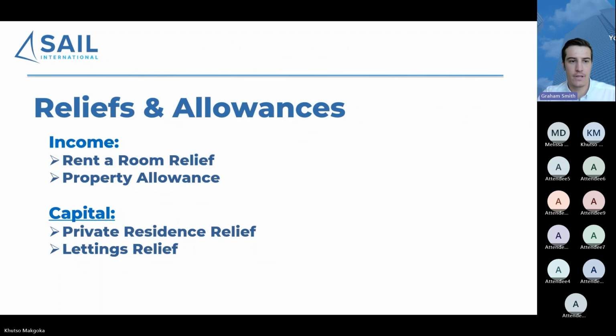And then lettings relief applies on the same principle. It's the amount that you get on top of your primary residence relief, but it's the lower of the gain attributable to the letting, the primary residence relief, or £40,000. If it's below that amount, there will be no CGT payable on your primary residence.